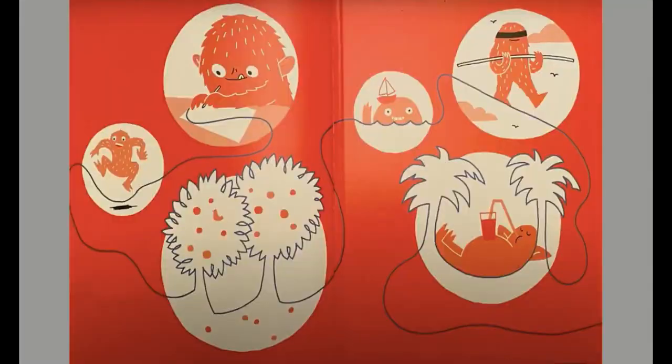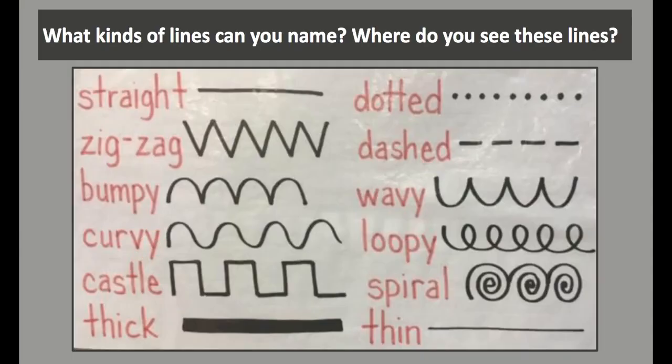And that is the end of our story. So this week in art class, one of the things we're going to start talking about is what are the different names of lines? And where do you see these lines? On this page, I have a chart from my classroom.